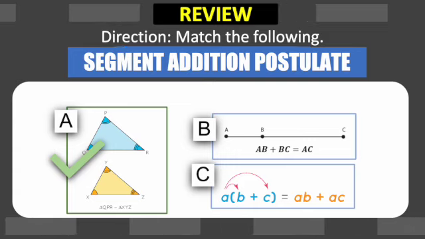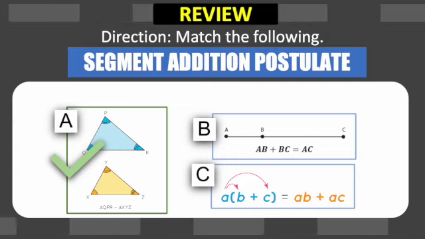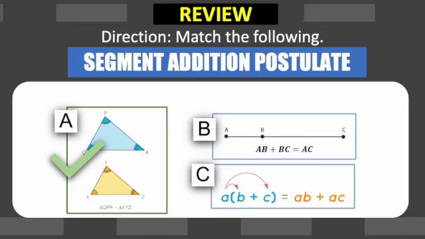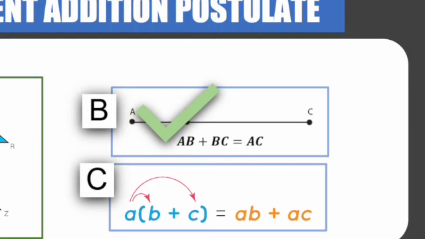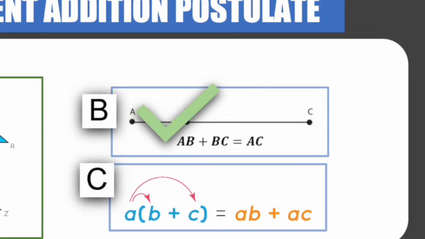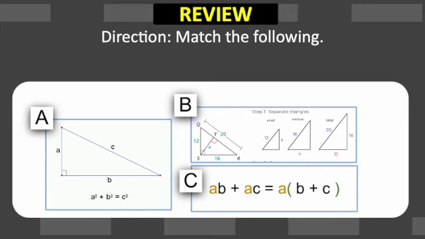Segment addition postulate. Is it letter B or letter C? The answer is letter B. If you have noticed, yung 3 points yan, it's a straight line composed of 3 points. The segment AB, if you combine it with the segment BC, is equal to the whole line, which is line AC. That's it. Last 3 words.